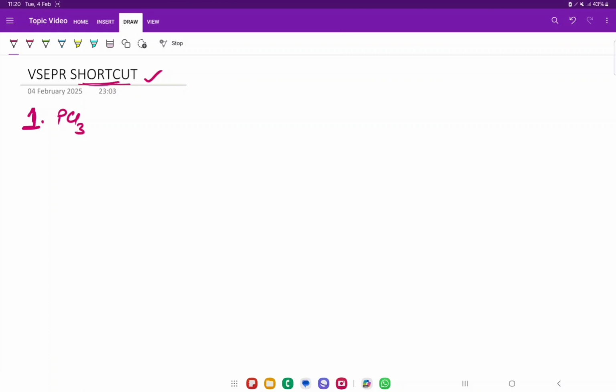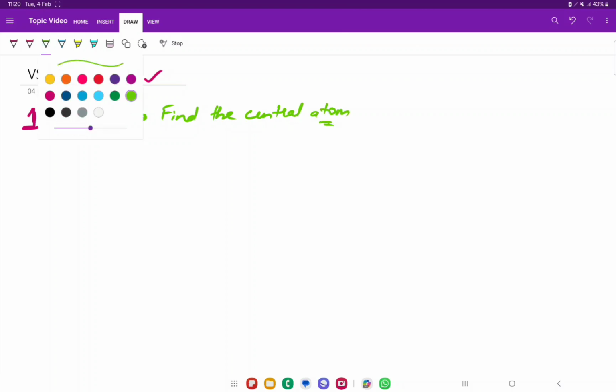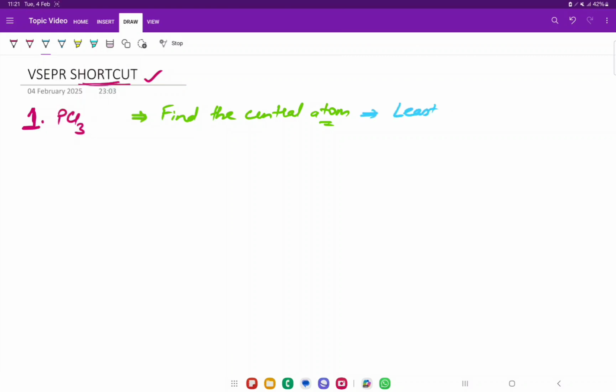PCl3, I gave you the structure many times. What are the rules for finding this out? Rule number 1 is to find the central atom in the molecule. The central atom will generally be the atom with the least electronegativity. Out of these two, phosphorus is the least electronegative, therefore phosphorus is the central atom.